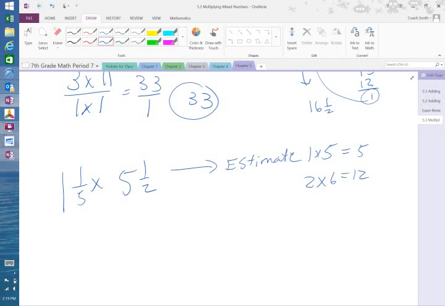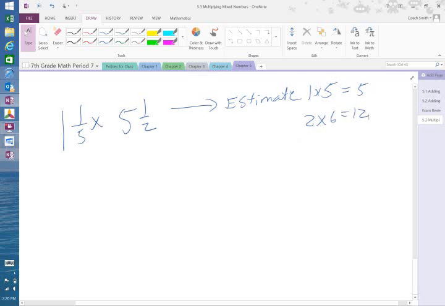Where did I get 6? 1 times 5. Where's the 6 at? I just rounded 5 1/2 to 6. If I rounded 5 1/2 up, the next whole number would be what? 6. So I'm just saying if I'm giving an estimate. This is just dealing with the estimates, not dealing with the problem.